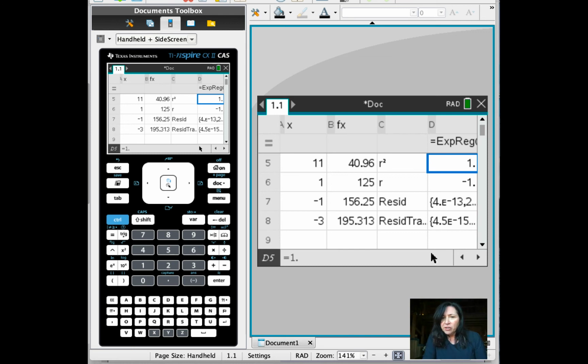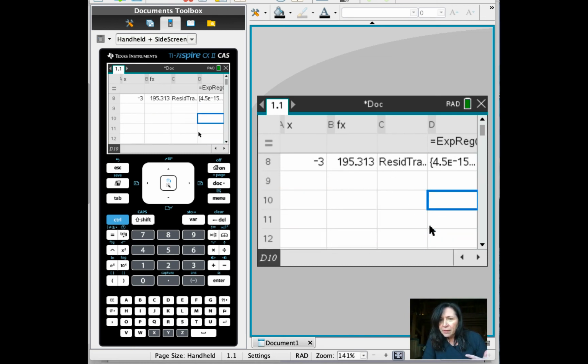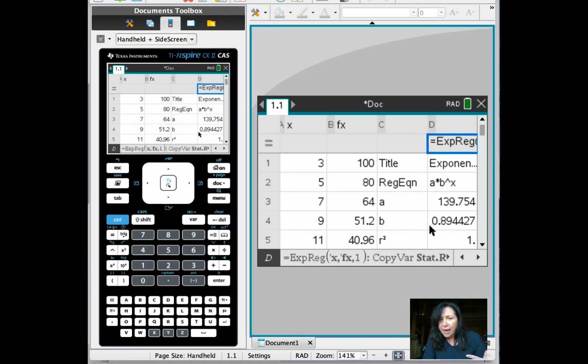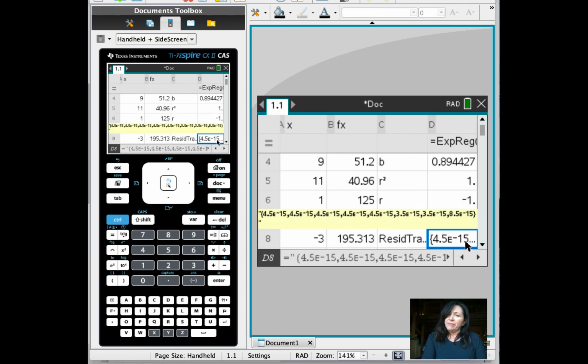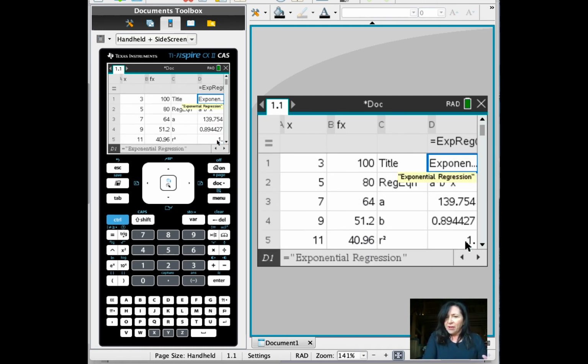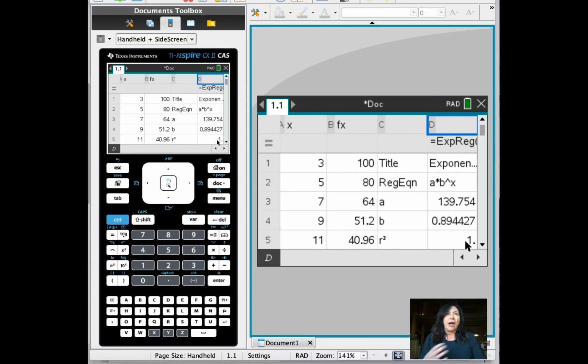Because what they've just shown me on the right is my equation. I have to roll up a little bit, but here's my equation. Look, I've got a times b to the x power. I've got 139.75, and I've got 0.89 again. And so these are the values. Now, these values here are r squared and r. These basically say how reliable your scores are.